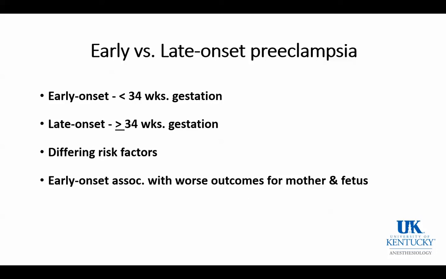Also, as a result of this task force, it's been recommended that there be an emphasis on distinguishing between early and late onset preeclampsia, with early onset preeclampsia being any patient who develops the disease before 34 weeks gestation, late onset 34 weeks or greater. The reason that it's recommended that these diagnoses be distinguished is because the two groups of patients have differing risk factors, and also outcomes are different. Those with early onset preeclampsia are more likely to have worse outcomes for both the mom and the baby.